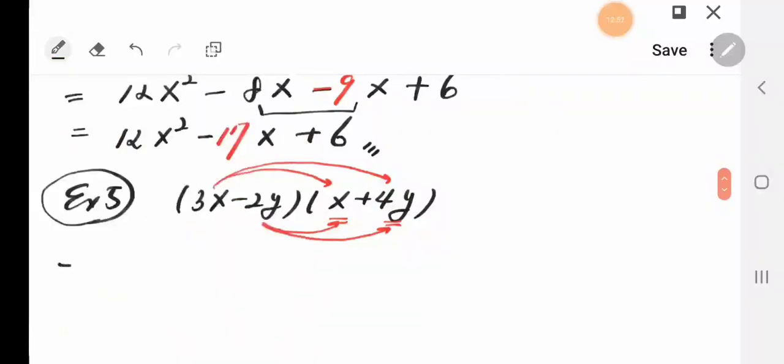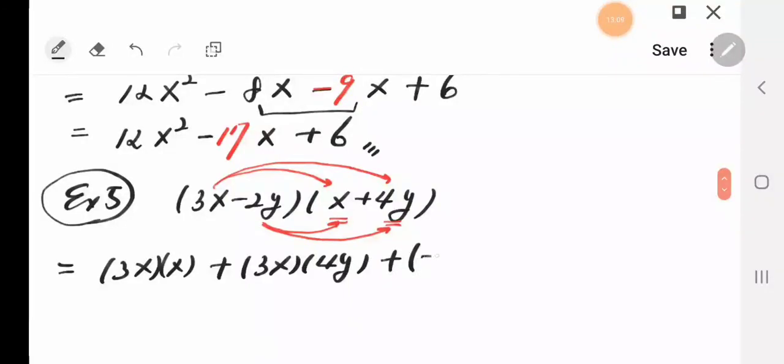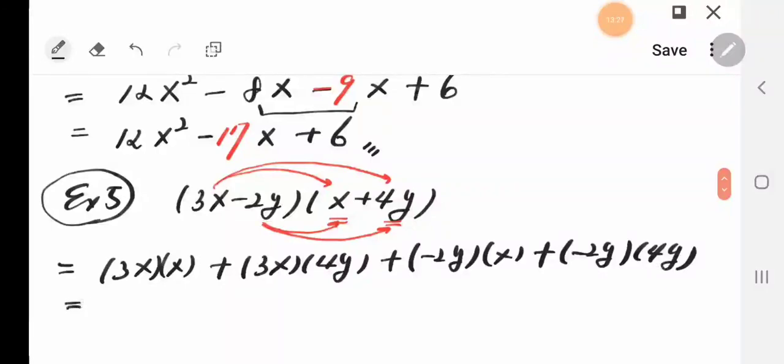Okay, you may use mental math for multiplying two terms, or you can write the terms on the next step. So 3x is multiplied by x, plus 3x is multiplied by 4y, and then plus negative 2y. This time multiply x and 4y by negative 2y. So negative 2y times x plus negative 2y times 4y. And then simplify each term.